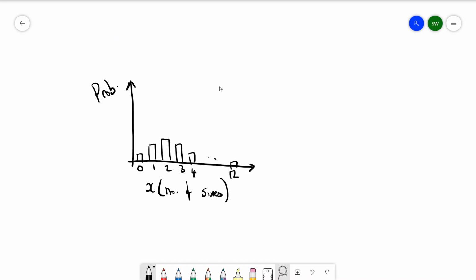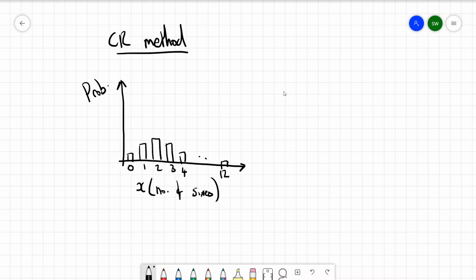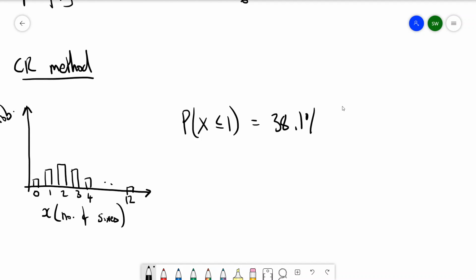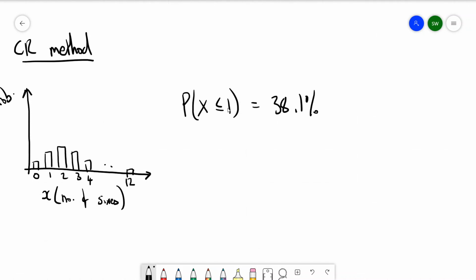Okay, next let's look at the critical region method. So in this method, we're actually going to work out what the critical region is. So we know the probability of x being less than or equal to 1 is 38.1%. So we can't have less than or equal to 1 as our critical region, because the probability of being in the critical region is too big. Okay, so we're going to have to make our critical region smaller. So that probability is 38.1%, which is too big.